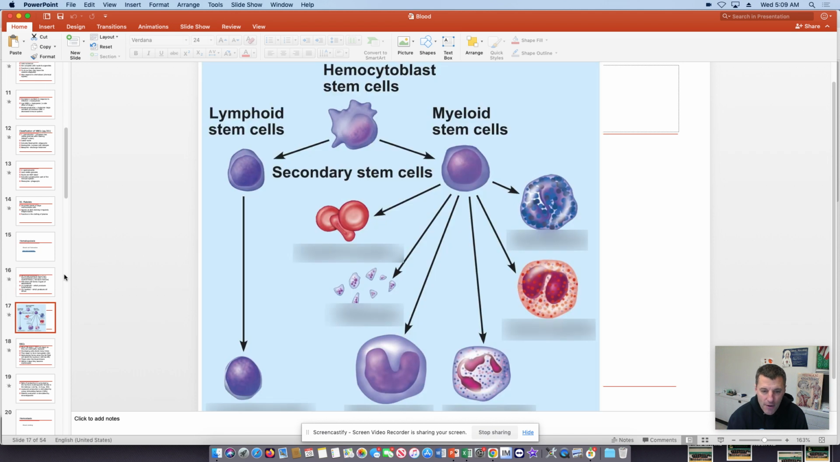So here is that differentiation. Here's the undifferentiated stem cell that gives rise to blood cells, hemocytoblast, and lymphoid. That becomes lymphocytes. And then myeloid becomes red cells, and then we have platelets and monocytes, and then the 3 granulocytes: eosinophils, basophils, and neutrophils.